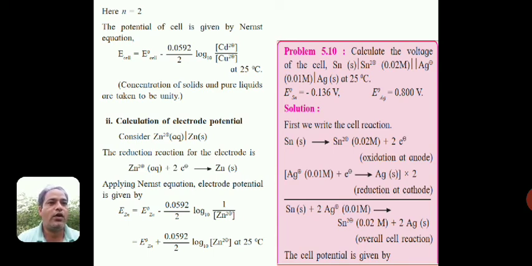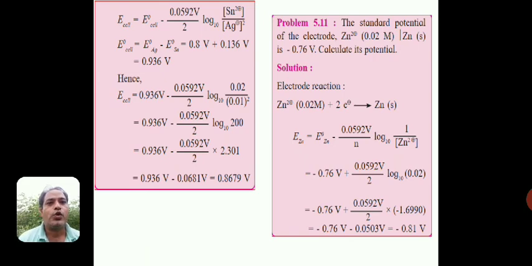Yes, in the oxidation at the anode, plus 2 electrons they are given, and again in the reduction at the cathode we multiplied that overall equation by 2. That means electron again becomes 2. That's why we are considering that 2. So I'll repeat once again, E of cell is equal to E0 of cell minus 0.0592 divided by 2 log to the base 10, then concentration of Sn2+ divided by concentration of Ag+.